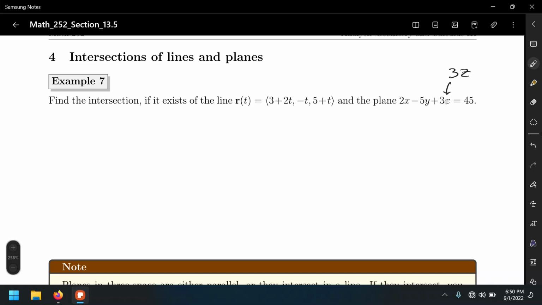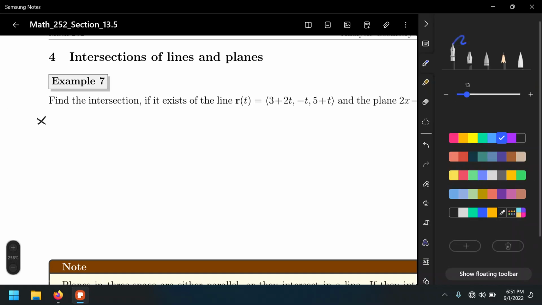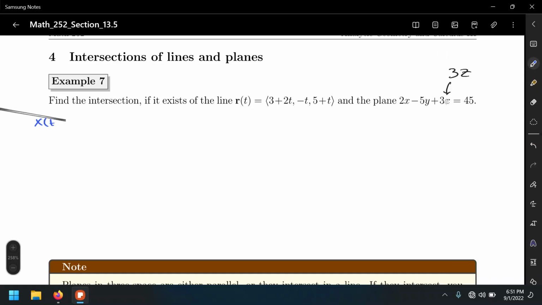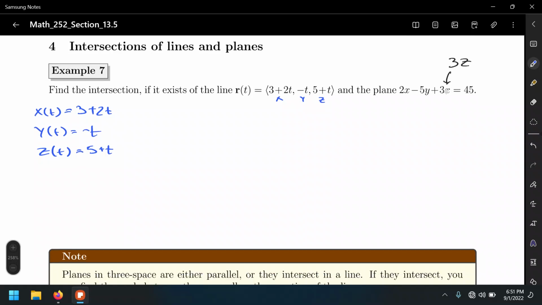So number one, it would be a good idea to rewrite these vector valued functions as their components. Recall that the first component is the x component. So x of t equals 3 plus 2t, y of t equals negative t, and z of t equals 5 plus t. I'm doing this just so you can have a visual of what we are going to do next, but ultimately you don't have to write this list of equations. All we're going to do here is plug each component into where it corresponds in the equation of the plane, and that's all it's going to be about.